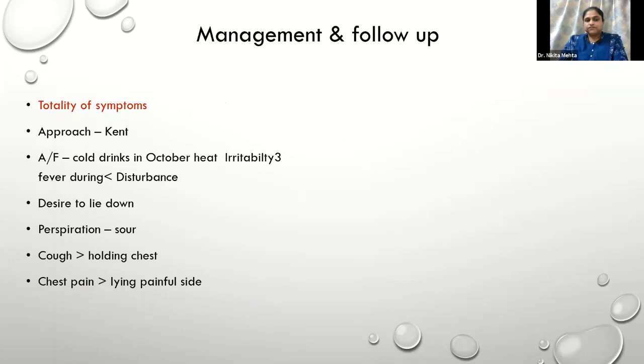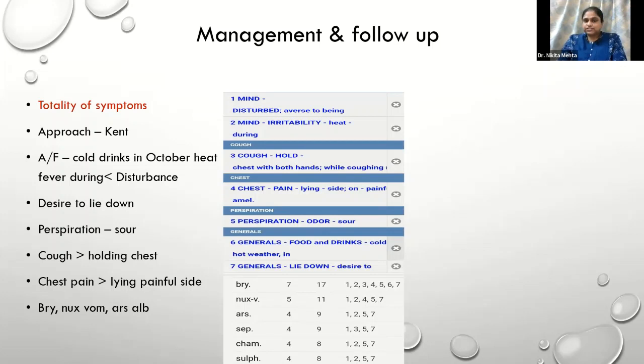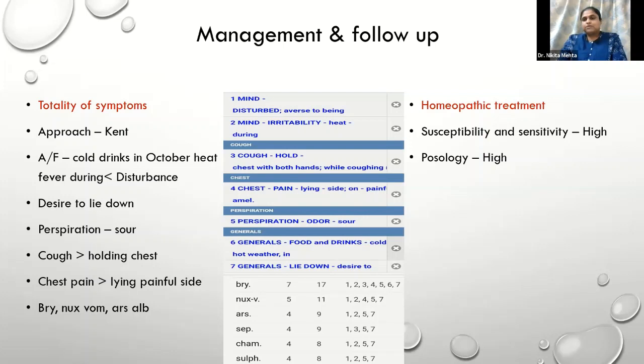Bryonia, Natrum muriaticum and Rhus tox came up. Bryonia was given because lying on the painful side, holding the chest while coughing, and this kind of modalities were present only in Bryonia. Because the susceptibility and sensitivity was high, Bryonia 200 four-hourly was given for 5 days with the caution that if needed, he might need to be hospitalized.